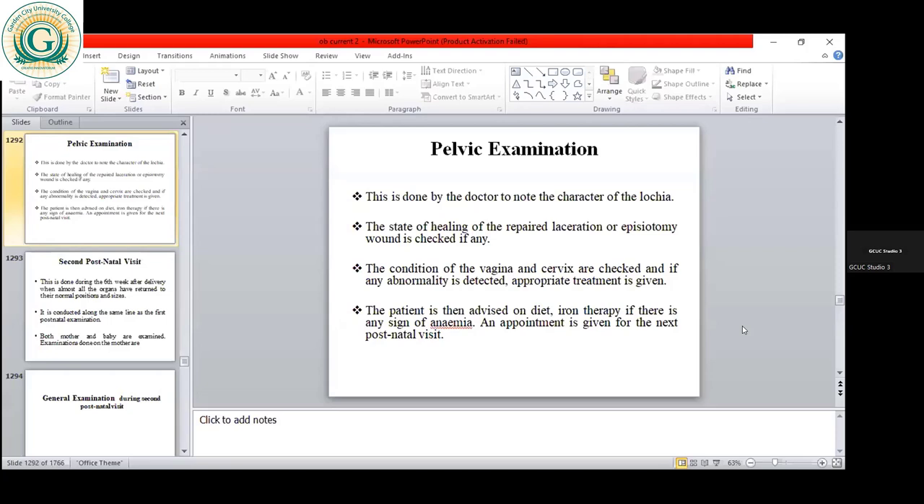The patient is advised during postnatal on diet, especially an iron diet if there is a sign of anemia. Then give an appointment for the next postnatal visit.